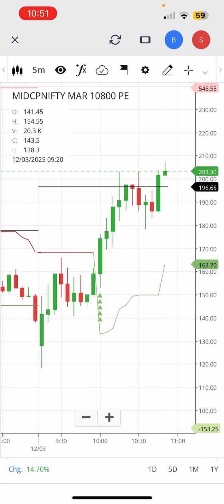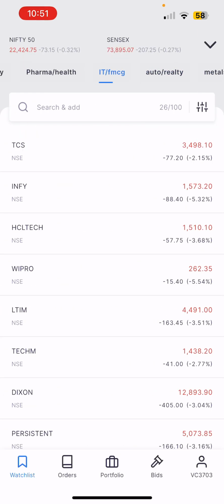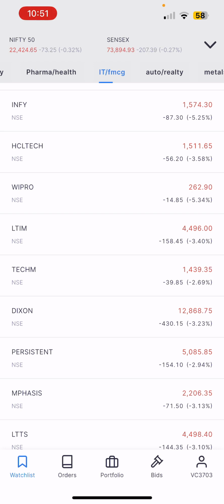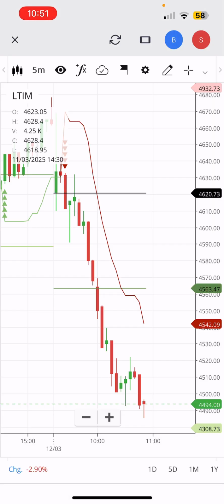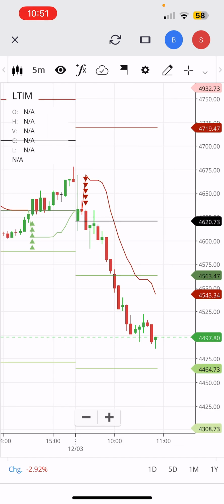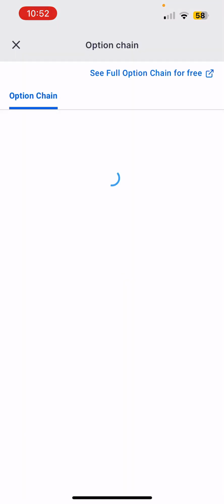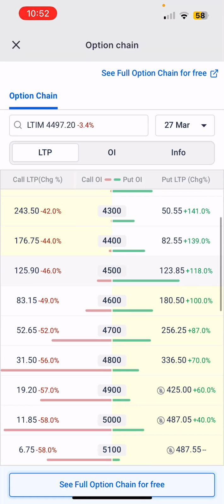But yeah, whenever you're starting the day, Super Trend will give you amazing entry and exit in the beginning of the day itself. Now let's see, look at how this entire IT pack has dropped down. Now let's see Dixon or LTIM. Wow, it gave an amazing drop in the morning, which is the first candle, and you got the signal for a PE. So what you need to do, at 4,650 you got a signal. So let's see the option chain to understand which strike price we need to see. At 4,650 what the drop came.